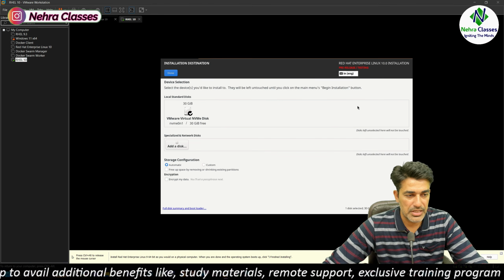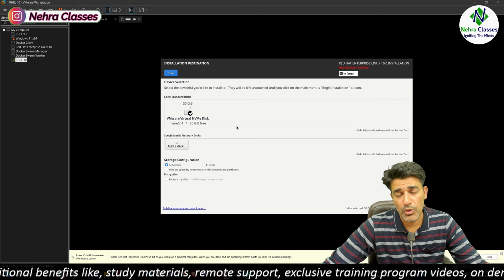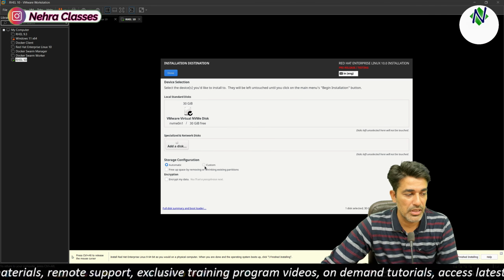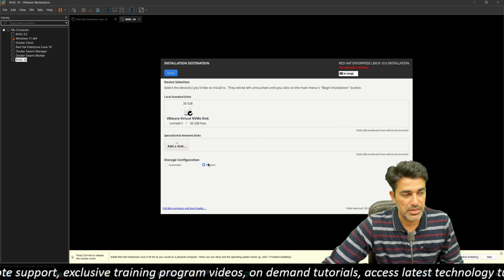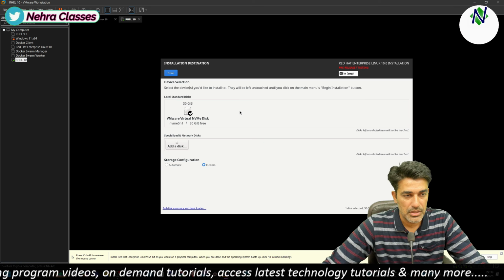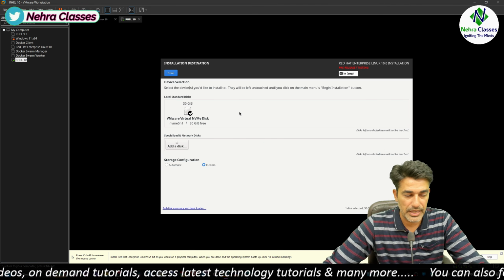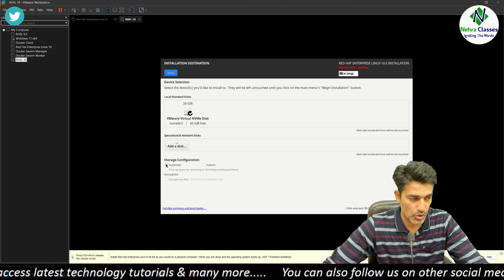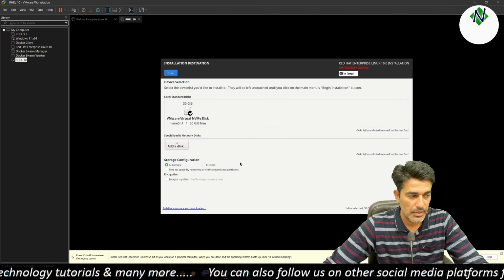Then installation destination. If you know how to create the partitions manually, you can go for the custom storage configuration. Here you need to create root, boot and swap partitions manually. Since you are new and you do not have any idea how to create the partitions manually, you can choose automatic here.